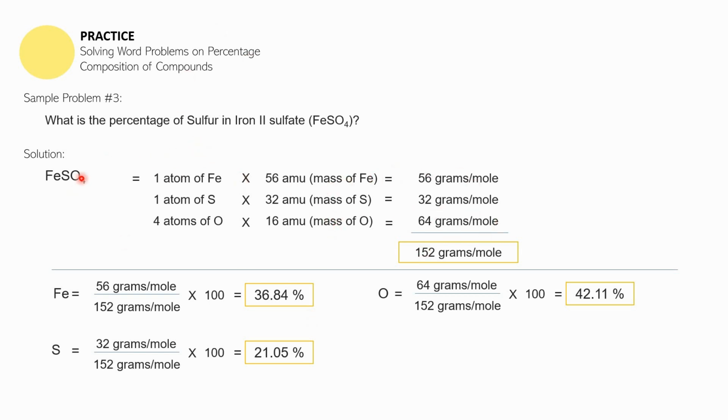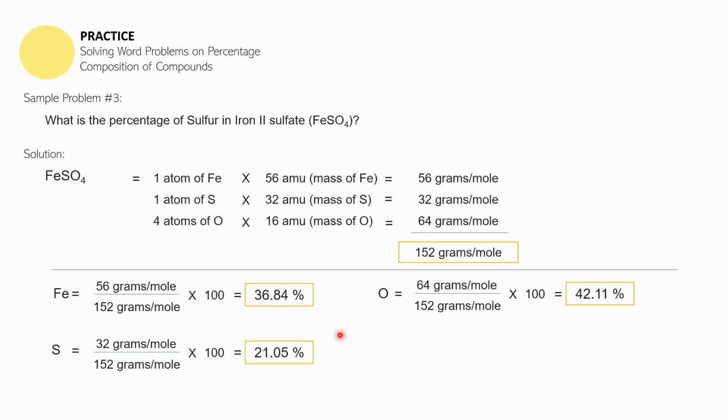Okay, so the molar mass of FeSO4 or iron 2 sulfate is 152 grams per mole. And that is the number we used in these operations. So 56 grams came from the product of 1 iron multiplied by 56 AMU, which is its atomic mass. And we multiplied that quotient by 100, and then we got 36.84. It's a middle value because ito yung pangalawa when it comes to the values. Like, ito yung pinakamataas, pangalawang mataas, and ito naman yung pinakamababa. Ito yung pinakamababa, ito yung pangalawang mababa, and ito yung pinakamataas.